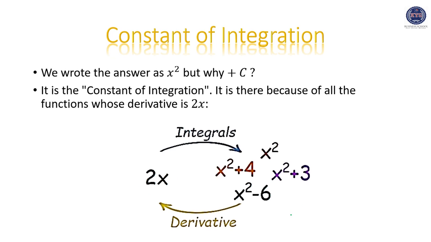And if you notice, we put a plus c right after we complete the integration. This one is compulsory. If it is not there, it is wrong. Okay. So, we wrote the answer as x squared, but why plus c? The plus c over there, we call a constant of integration. Constant.